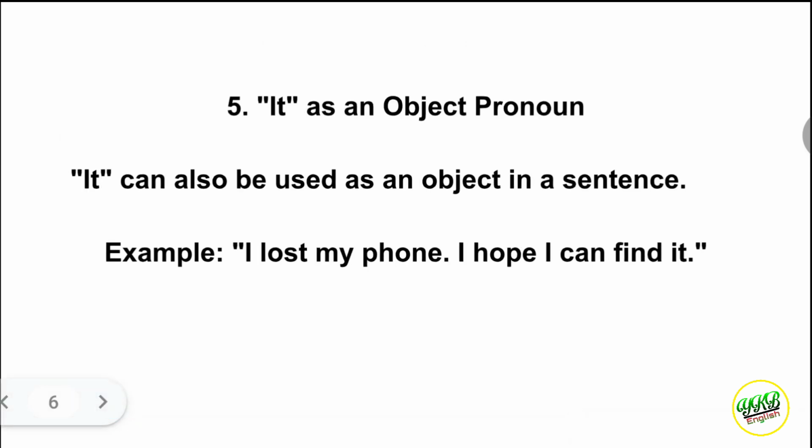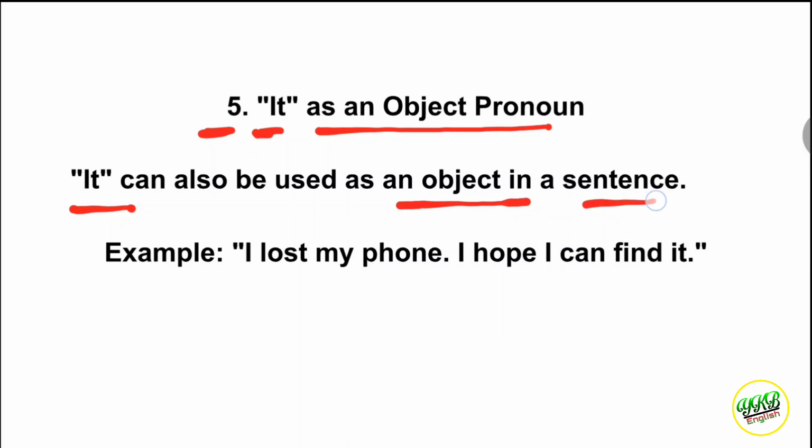Next, the fifth use of "it" is as an object pronoun. Object pronoun "it" can also be used as the object in a sentence. For example, "I lost my phone. I hope I can find it."